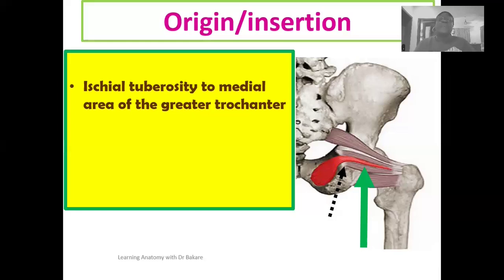So you see these fibers originating from the ischial tuberosity and are seen to be directed laterally. And finally, they are inserted on the medial aspect of the greater trochanter of the femur. This is where we have the femur. This is the greater trochanter, and this is the lesser trochanter. So this is where it finally inserts upon.